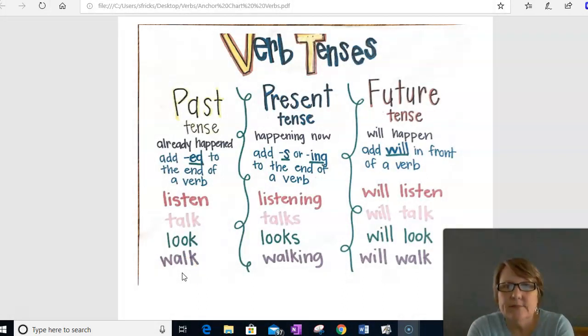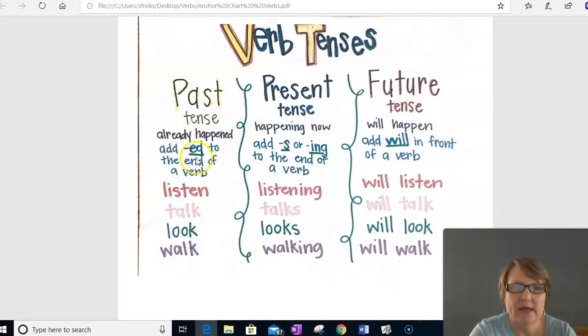Verb tenses. The first column here shows past tense. Past tense is when something has already happened. Most of the time, it has an ed added to the end of the verb. Listened, talked, looked, walked. You could add an ed to the end of each of those past tense verbs.